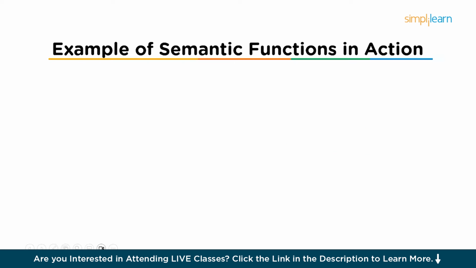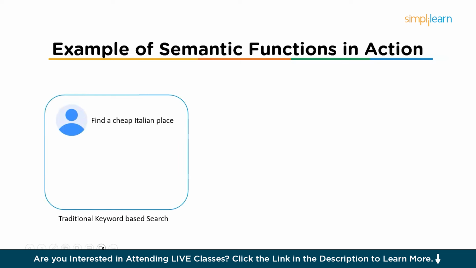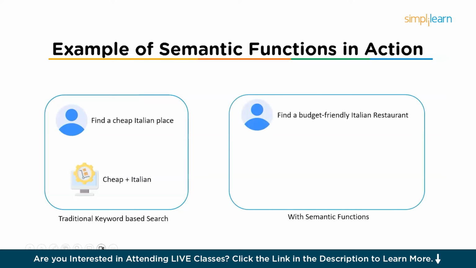Now let us understand with the help of an example of semantic functions in action. Let's say you have a chatbot that helps users find restaurants. Now, with the traditional keyword-based search, there is no semantics. The user will write something like "find a cheap Italian restaurant." The system will only search for "cheap" plus "Italian" without understanding the intent. It might miss relevant results. Now, with semantic search, that is with semantic functions, the user may ask "find a budget-friendly Italian restaurant." The system understands that budget-friendly is equal to cheap and provides results that match the intent.